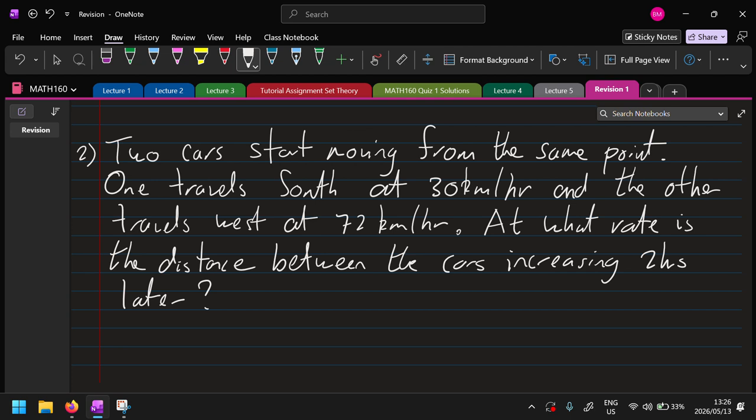So a cyclist is going one way, balloon's going the other way. Find the rates of change of the distance between them. Right? It's exactly the same. So the picture is the same, the working's the same, it's just worded differently.